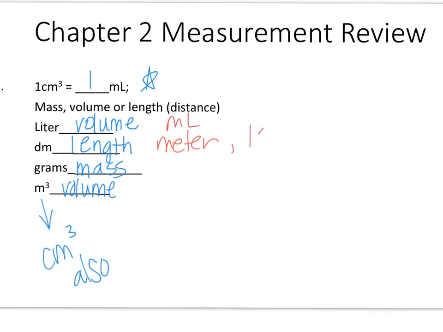Another, kilometer could also be measuring length. Mass could be grams or milligrams or kilograms. Those are all things that would be measuring mass. So make sure you know those things as well.